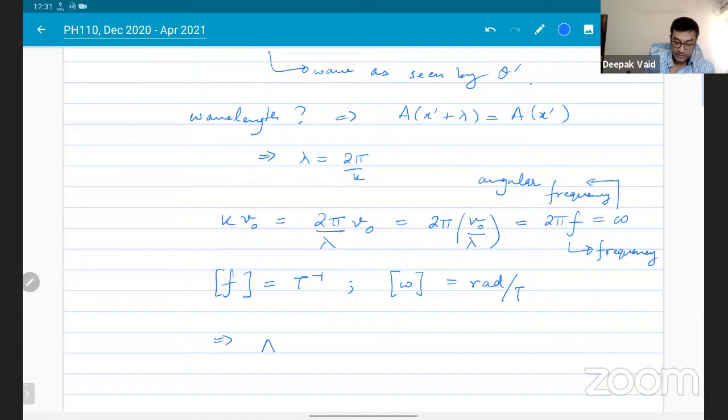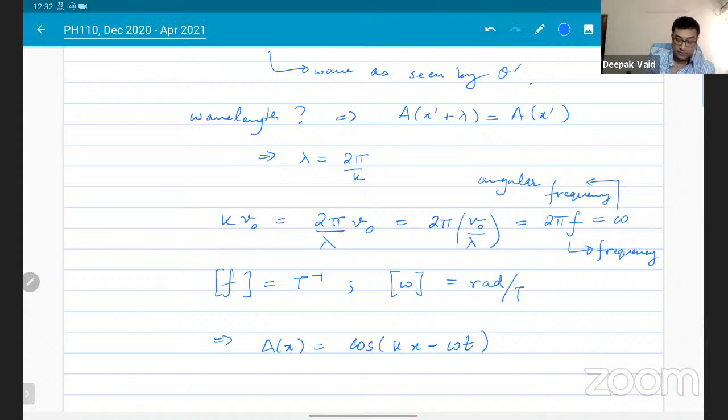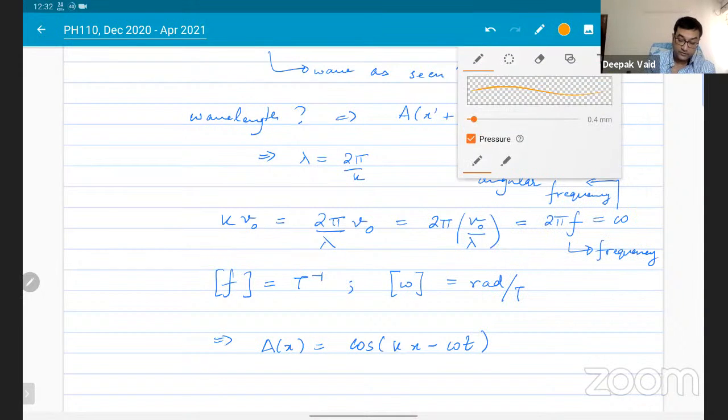So I can write down the expression for the wave. For a moving wave, it's going to be cosine of kx minus omega t. I was writing kx prime, but now I can drop the x prime because I was just doing that trick to show you how to write down the expression for a moving wave. This is the expression for a moving wave, right?